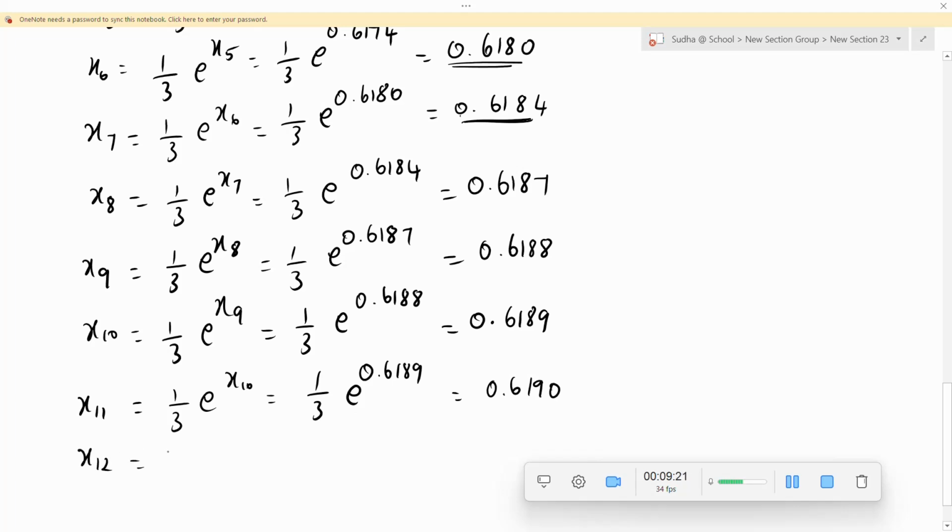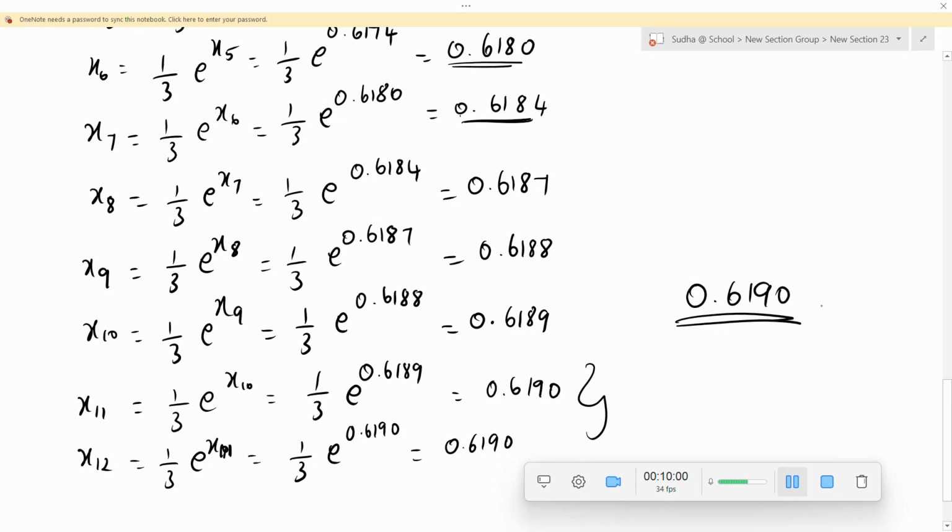Next x12. 1 by 3 e to the power x11. x11 value 0.6190. Simplifying, we get 0.6190. So here x11 and x12, exactly four decimals are repeated. So then we have to stop the process. So the better approximate root is 0.6190.